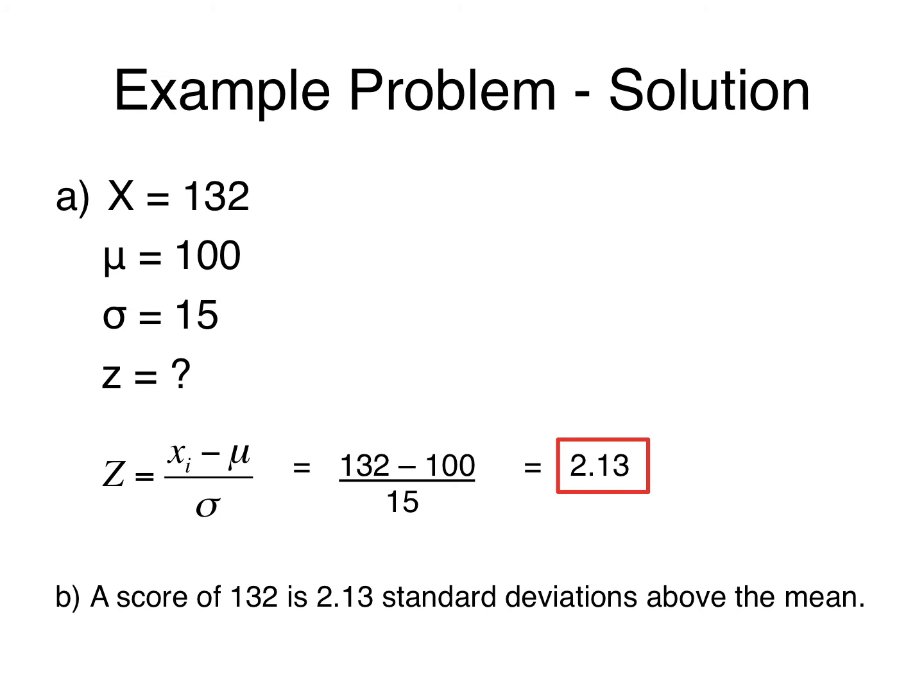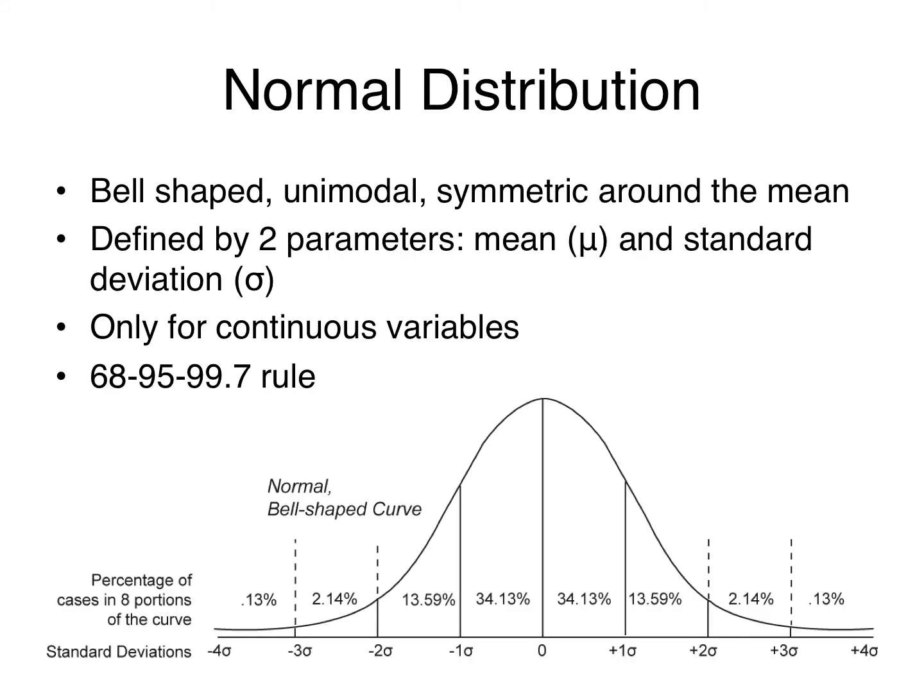And there are also some good practice questions in the module notes if you want to practice some more of these types of questions. Okay, so let's talk a little bit about the normal distribution. So many types of data have a distribution that is bell-shaped and roughly symmetrical. And the normal distribution is appropriate for summarizing those.